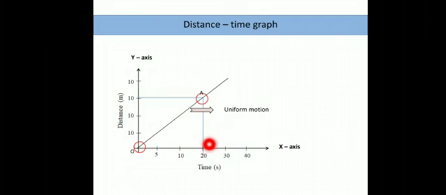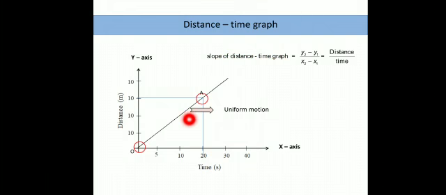Also very important is that from a distance-time graph we can calculate the speed of an object. Now how do we find the speed of an object? For that you need to understand that there is something called the slope of a distance-time graph. What is the meaning of slope? Slope means inclination, how much inclined this line is. That inclination tells us the speed. So the slope of a distance-time graph always gives us the speed of an object.